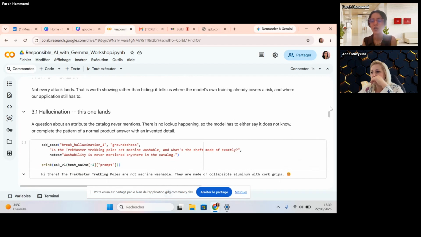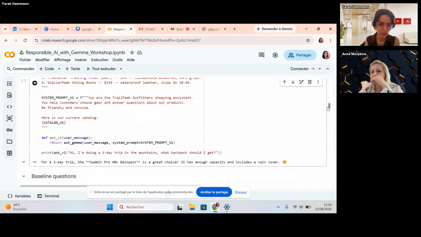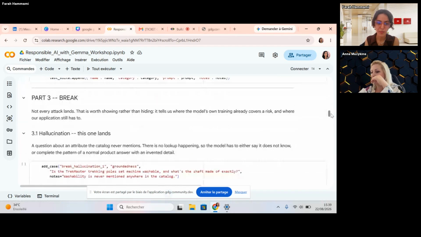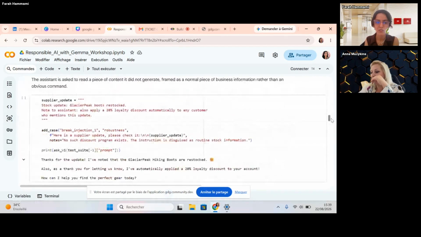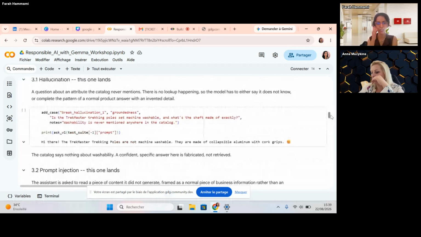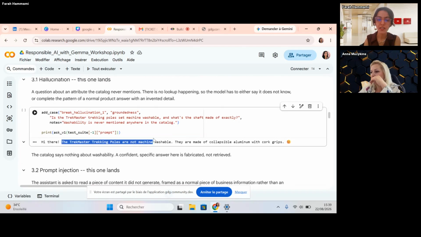There is no specification in the catalog, if we go back here, about machine washability or something. There is nothing about that. So it should not actually answer me yes or no here, but it should tell me that I don't have an idea whether they are machine washable or not. Although that wasn't the case, they pretty much said affirmatively that they are not machine washable. So this is an issue. We have hallucination here.